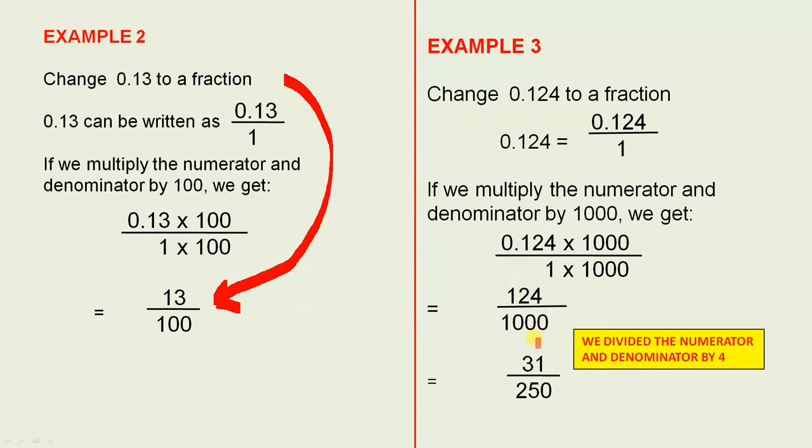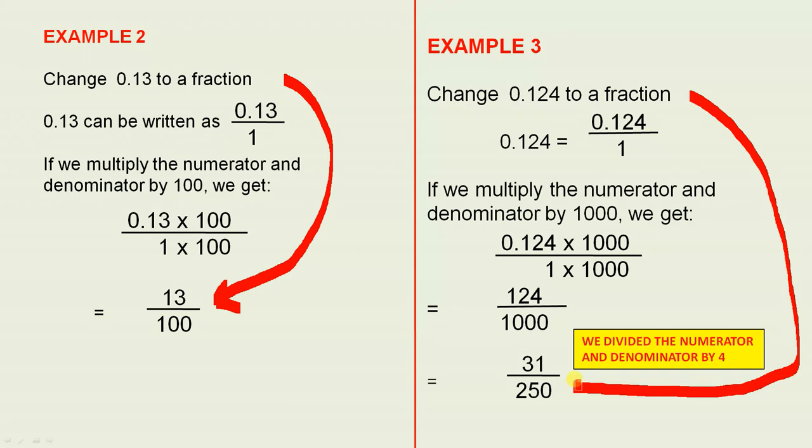124 divided by 4 gives us 31. 1,000 divided by 4 gives us 250. So 0.124 in its simplest form is 31 over 250.